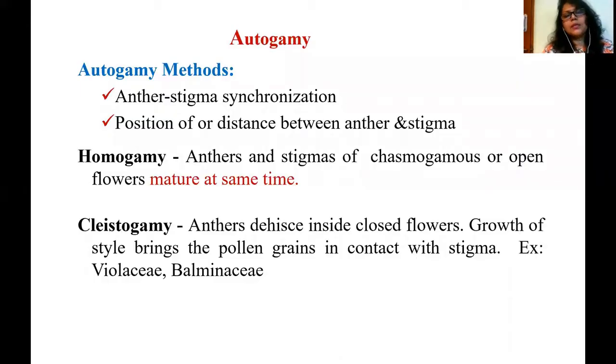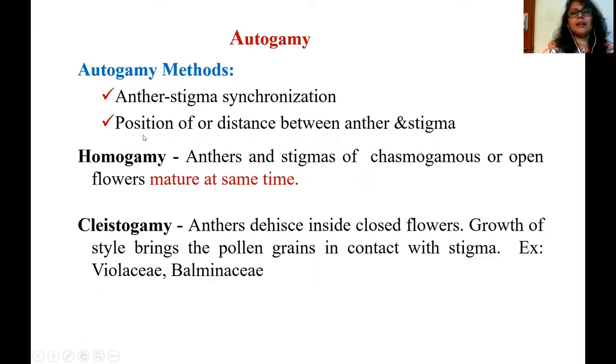To carry out autogamy, that means the plant can fertilize itself, the flower can fertilize with its own anther. The plants have their own adaptations to carry out autogamy. That is, the first adaptation is anther-stigma synchronization, and that means stigma and anther synchronize with each other.